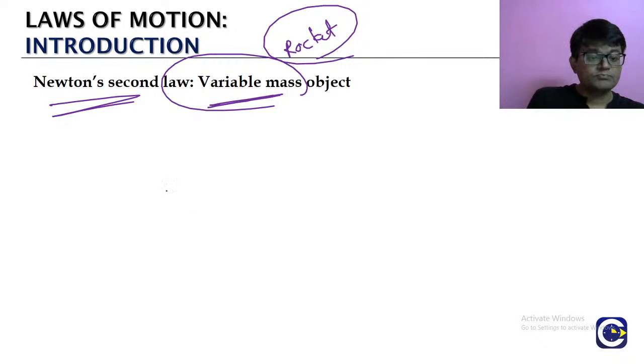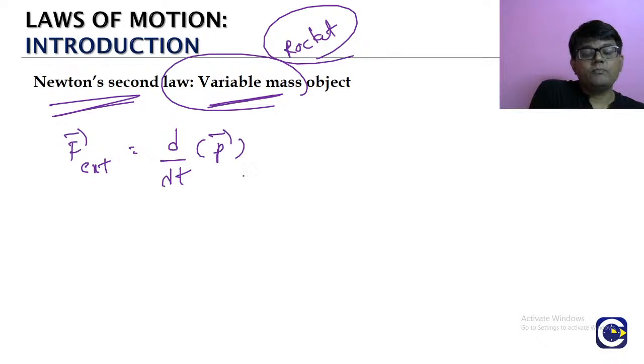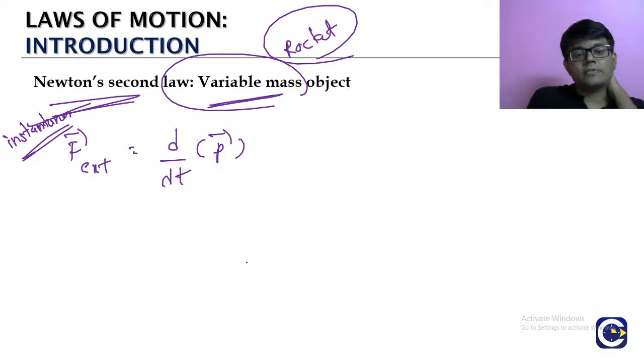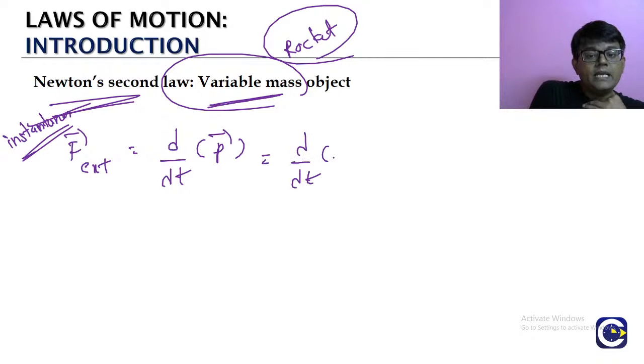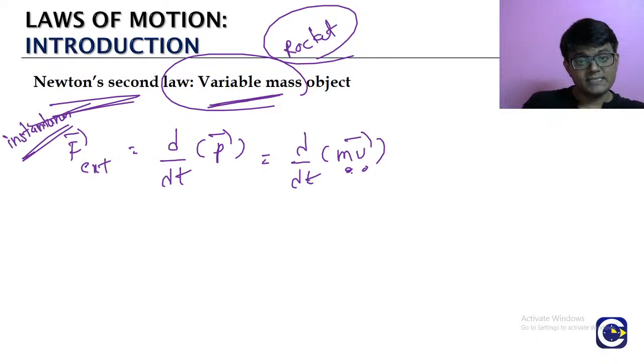If you look at the instantaneous formula, what is it? What is the external force acting on the body at an instant of time? External force acting is equal to the rate of change of linear momentum. So look at this, guys. This is the derivative of mass times velocity. Here you have to keep in mind that mass is variable. Velocity is also variable.